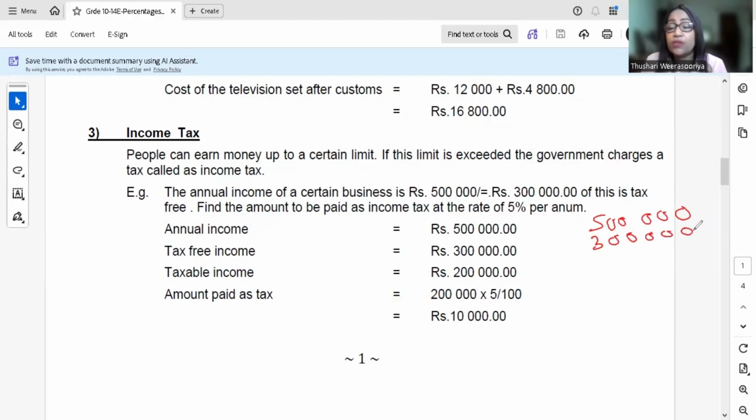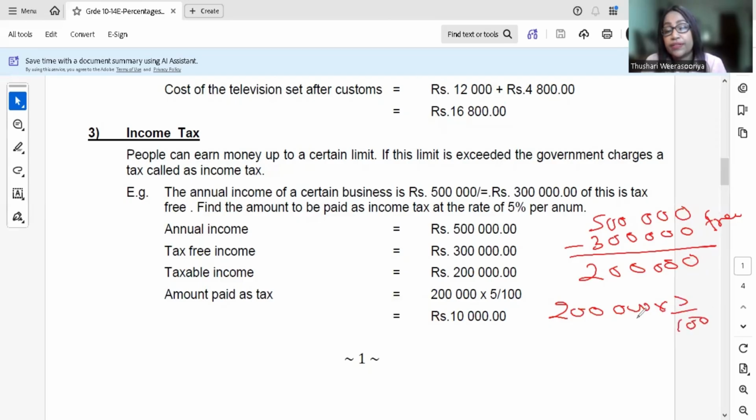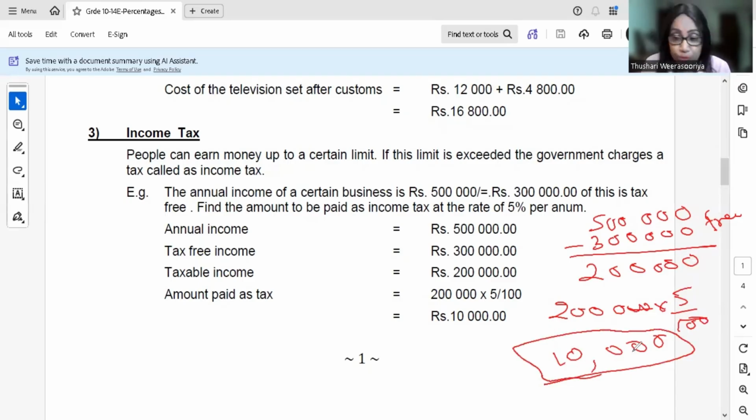And the government says 300,000 is tax free. Then you subtract. There you get 200,000 is the taxable amount. For that, you calculate 5%. Very easy. 200,000 into 5 over 100. Then you can cancel the zeros. 5 into 2,000, that is 10,000. That is the income tax which he has to pay to the government.